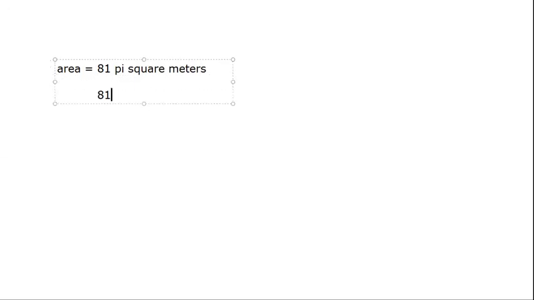So the way that's going to look on your worksheet would be like this: 81 pi meters squared. That's our area. And what we need to find from that is the circumference.